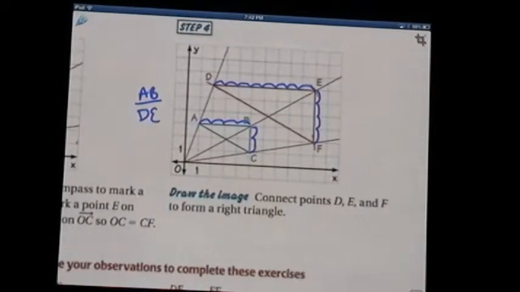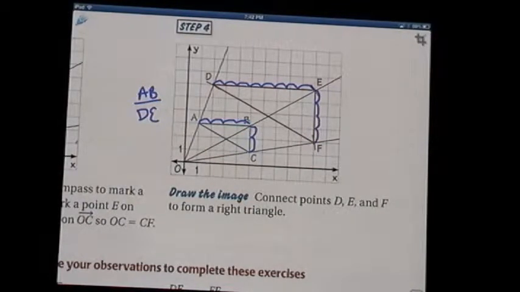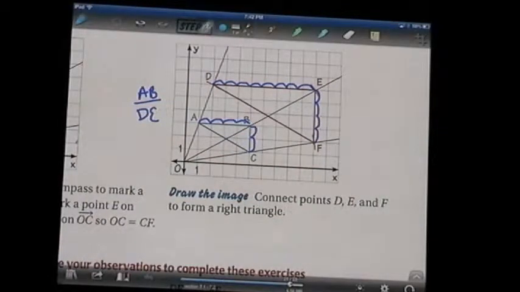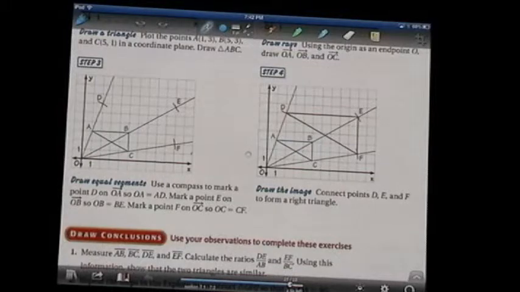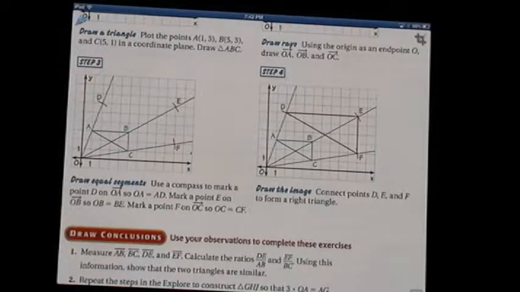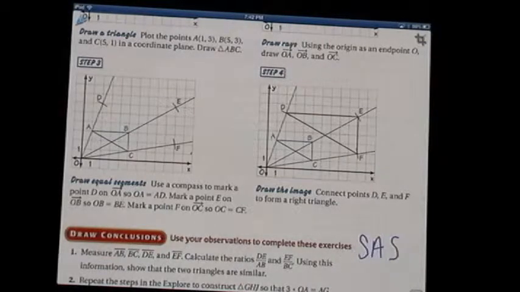Now, in order to show two triangles are similar, it says use this information to show that the two triangles are similar. There are lots of ways that you can work at doing this. You can point out that B and E are equal angles, so you can prove it by side angle side. Or you could find the distance of DF and AC and then make a new ratio there and do it by side, side, side.